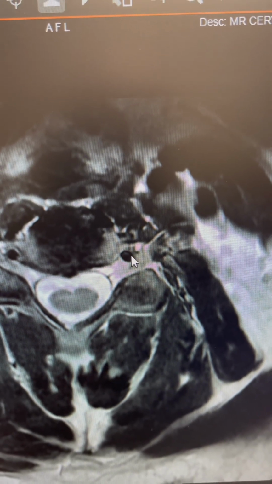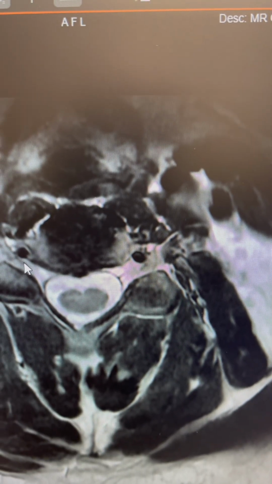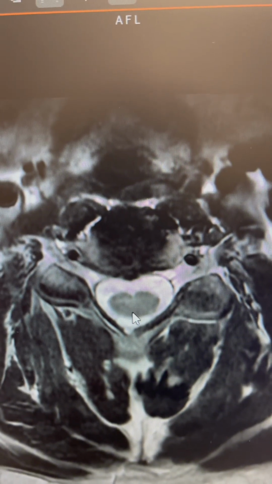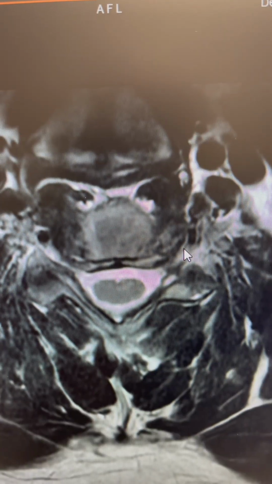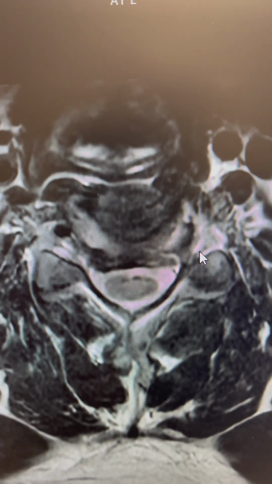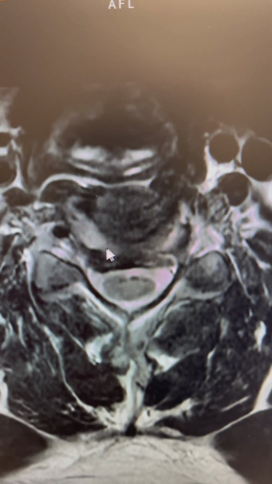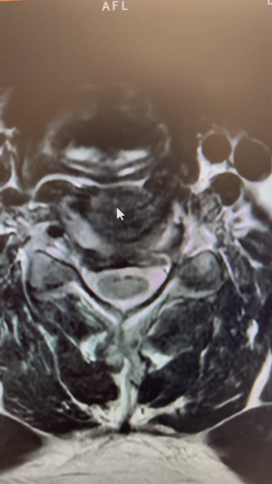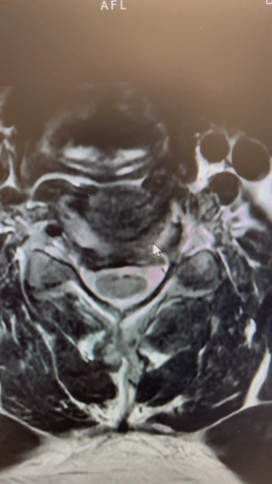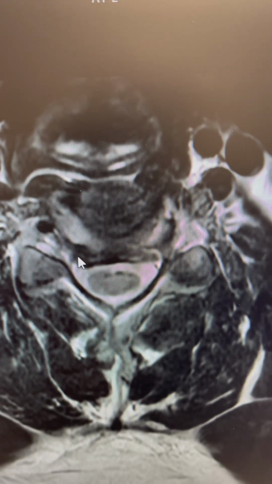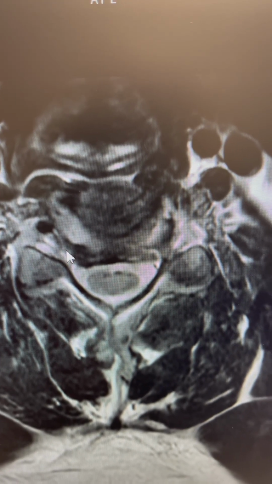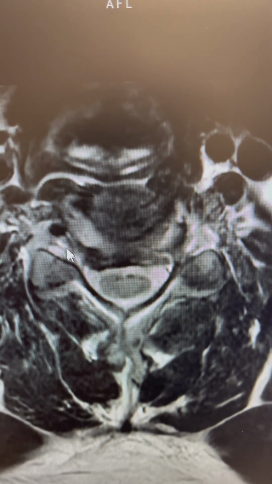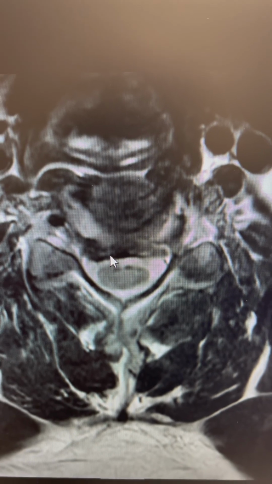Now on the sides there are tunnels, one on each side, through which the nerves exit out of the spinal cord and they go to the patient's arm. Now we are looking at a different level where you can see this extra material coming out of the disc space and kind of occupying some space in the spinal canal, especially on the right side, the right tunnel we are looking at, through which the nerve is exiting.